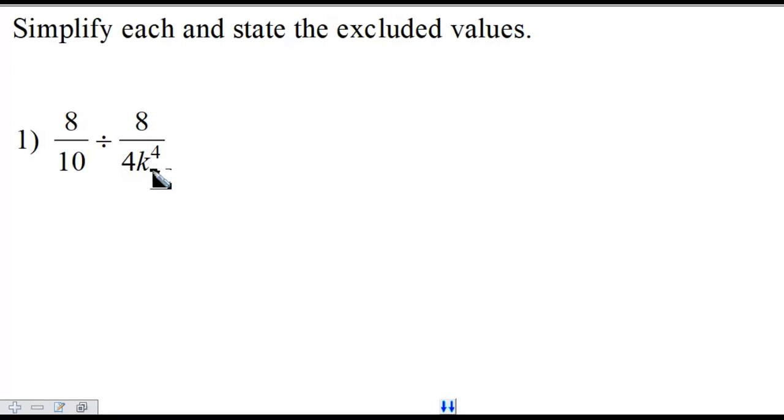So we're going to take this denominator, 4k to the fourth, and we'll set it not equal to 0. We do not want our denominator to equal 0 because a fraction with 0 in the denominator is undefined. When we solve this, I'll divide by 4, which gives me k to the fourth not equal to 0, and then I'll take the fourth root of both sides, so k cannot equal 0. This will be my only excluded value for this problem.